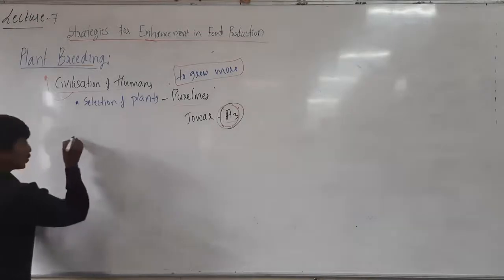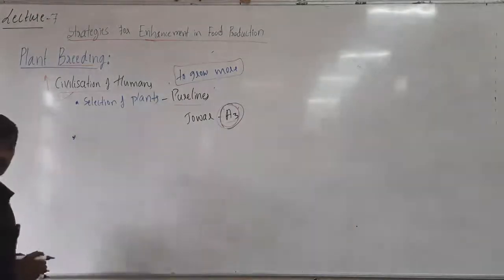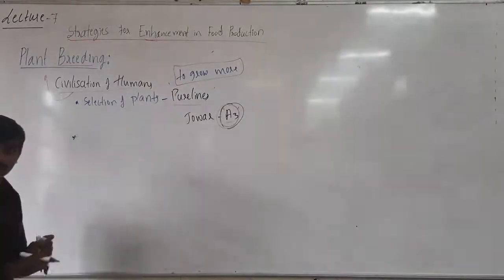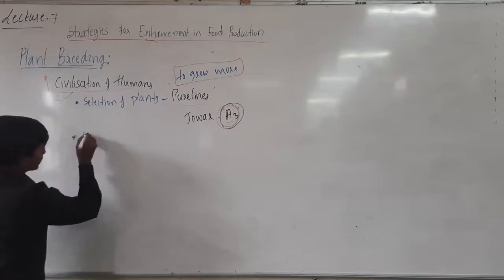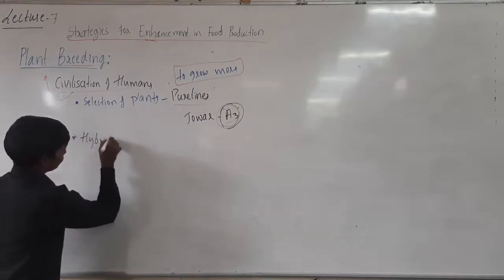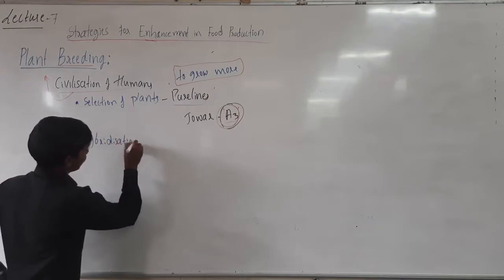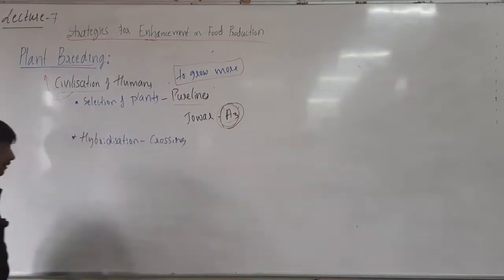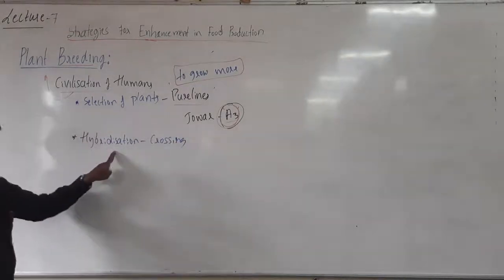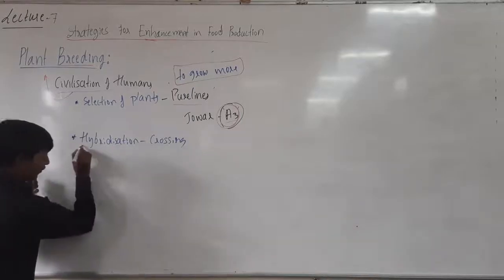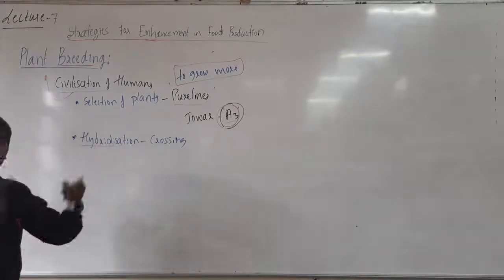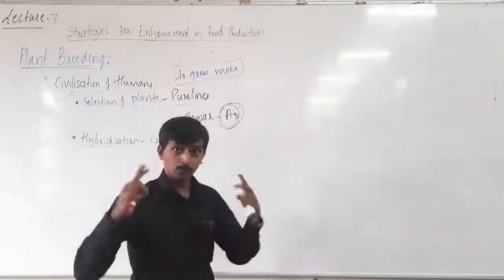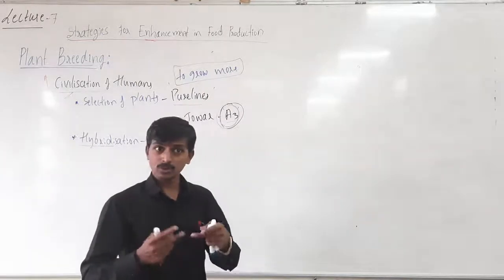Slowly they understood the process of pollination. Then they started the artificial pollination. That's what we call hybridization, or crossing. Then the actual meaning of plant breeding arises here. Hybridization. Hybrid means product of crossing, product of the two. When the characters of two plants merge, then it is called a hybrid.